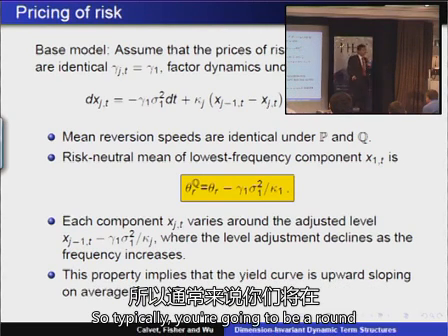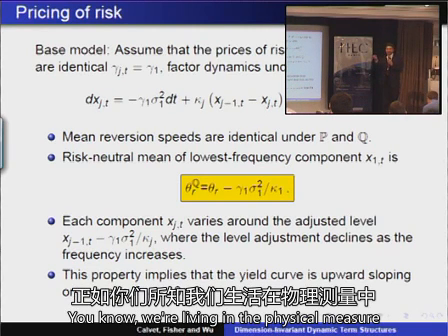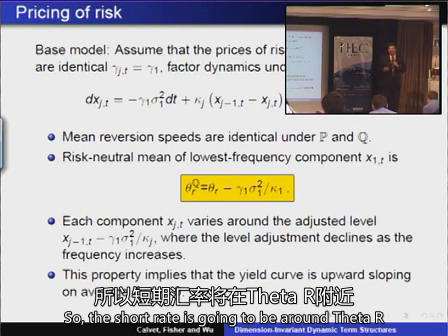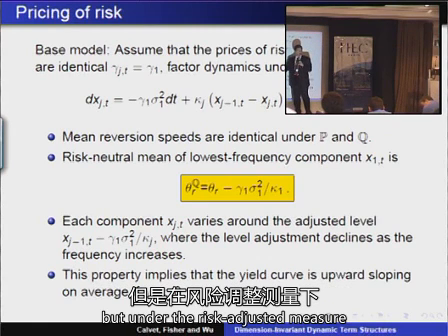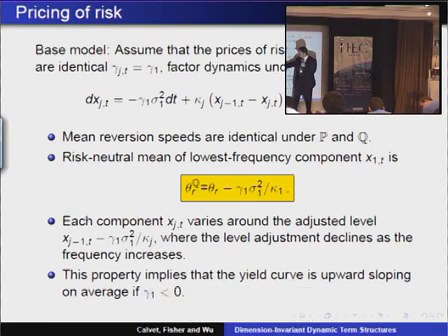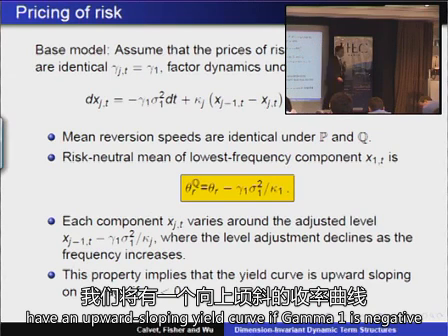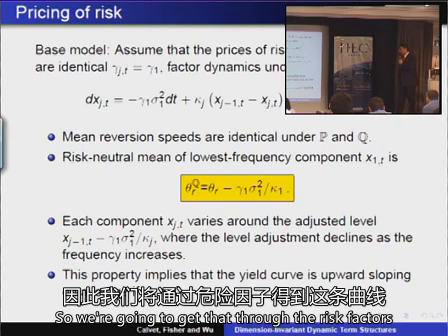Typically, we're living in the physical measure, so the short rate is going to be around theta r. But when we're under the risk-adjusted measure, we're anticipating to go to a higher level. So the obvious implication is that we're going to have an upward sloping yield curve if gamma 1 is negative. So we're going to get that through the risk factors.